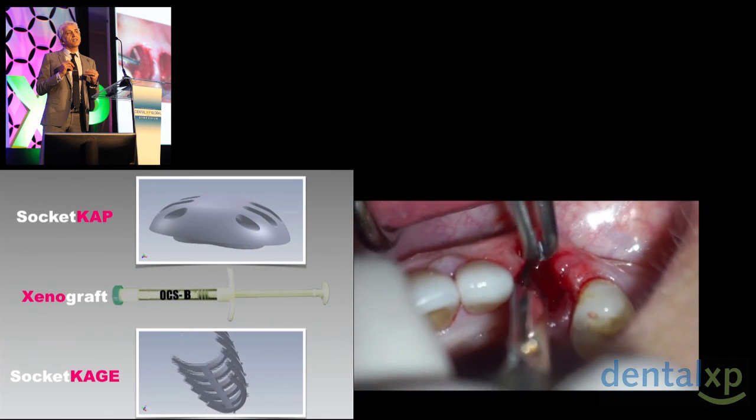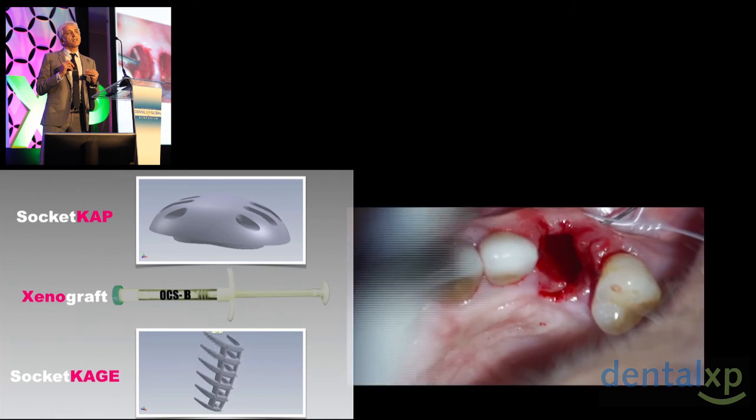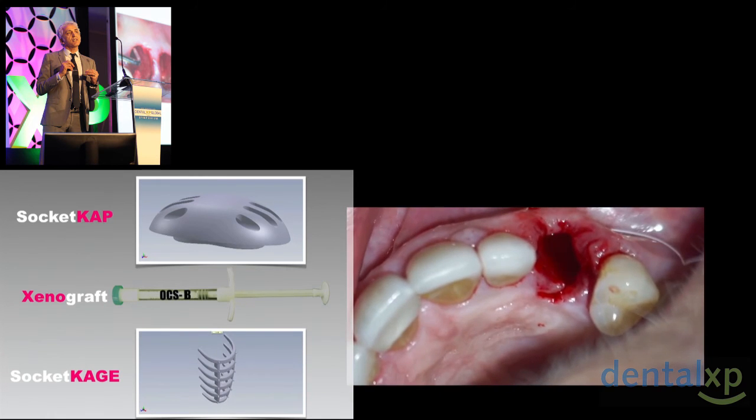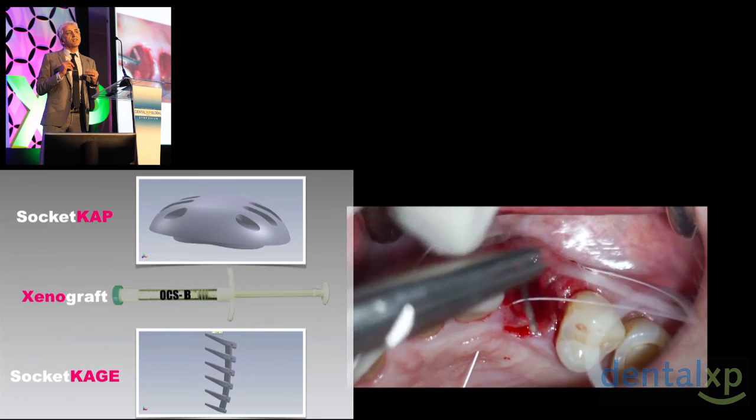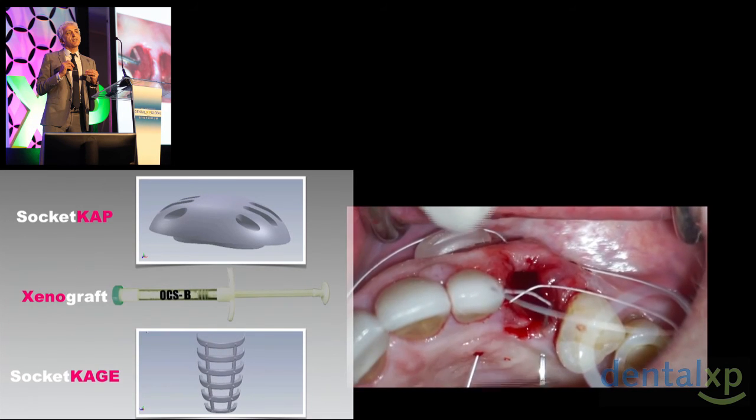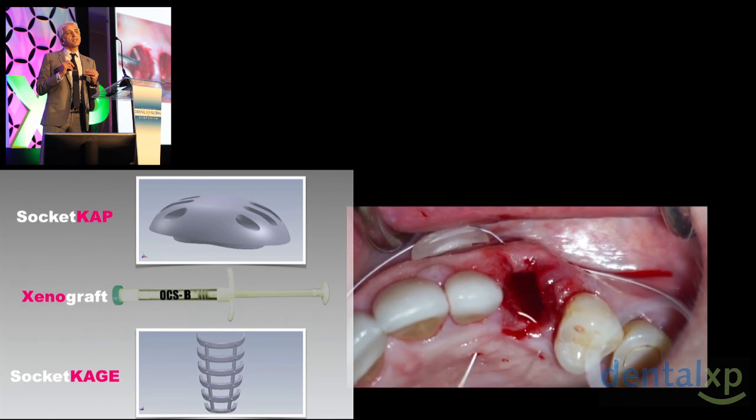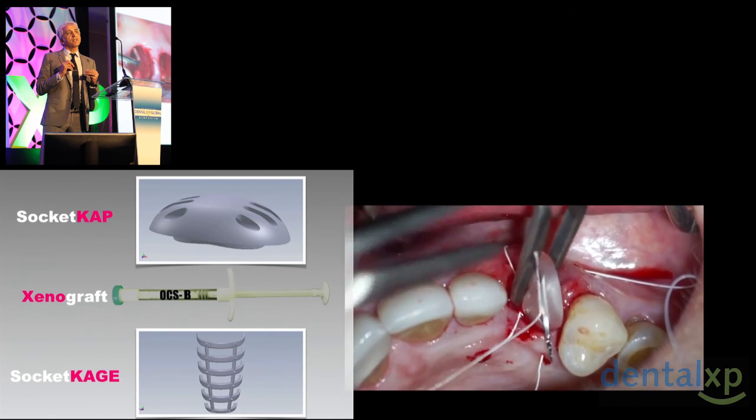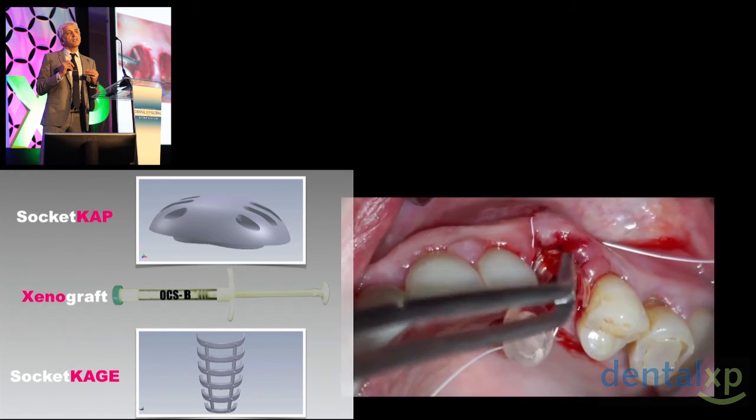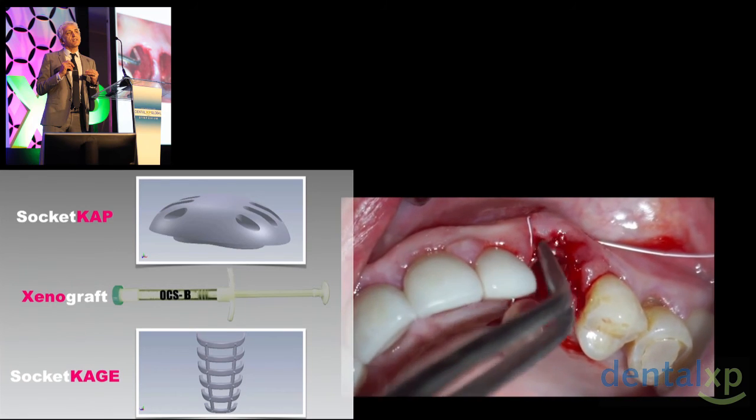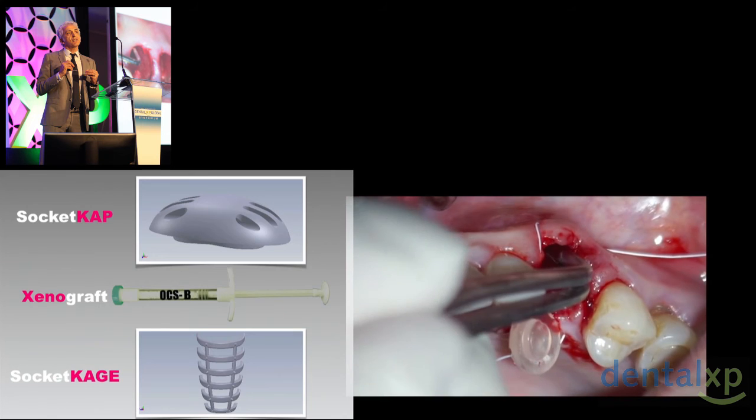So we need to have stability during the healing. In this case, we stabilize the socket cap in the beginning before placing the biomaterial in the socket. And then after that, the socket cage is placed. This is a cage-like device that provides stability to that area to replace that missing bone. You can see that it just fits right in there.